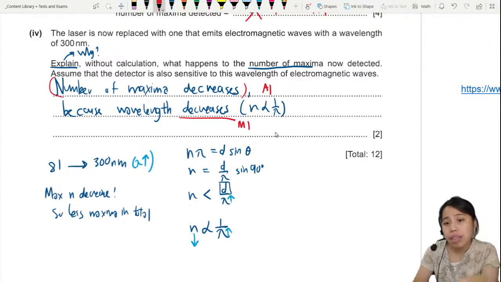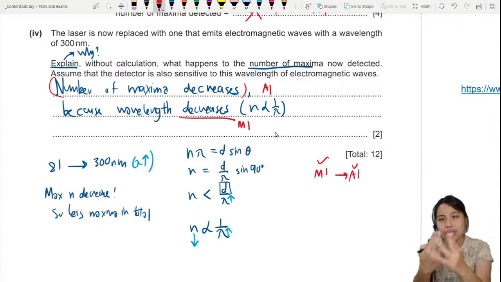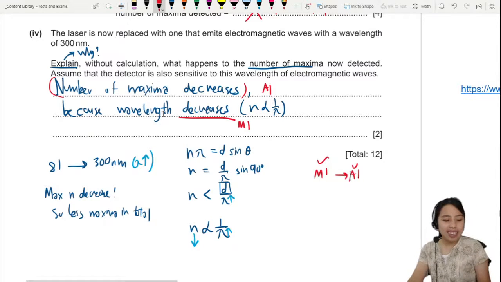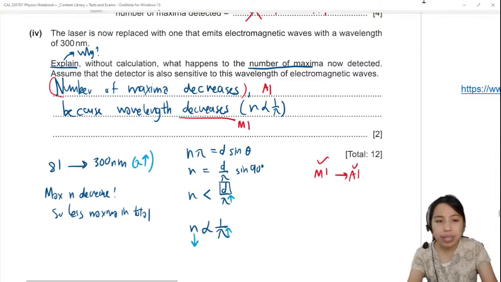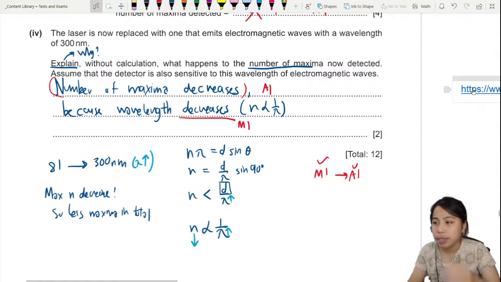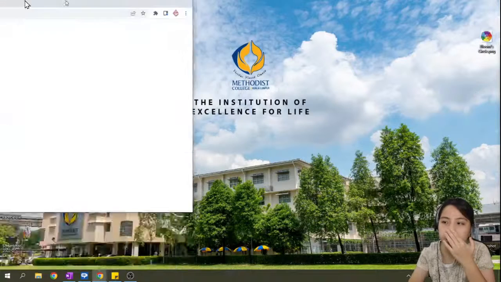Now, the tricky thing about M1, A1 is you must get the M1 in order to also get the A1. They are linked. If you didn't mention M1, you cannot get the A1. Okay, so that's this maxima question. I have a simulation I can click on to show you in a second.